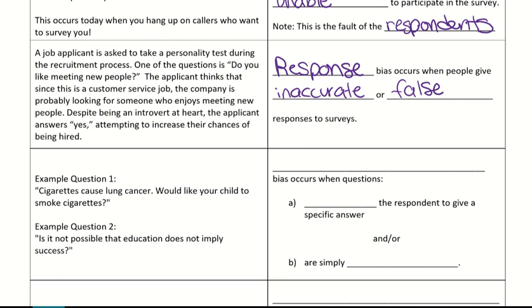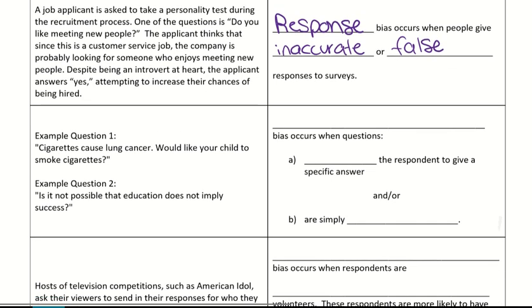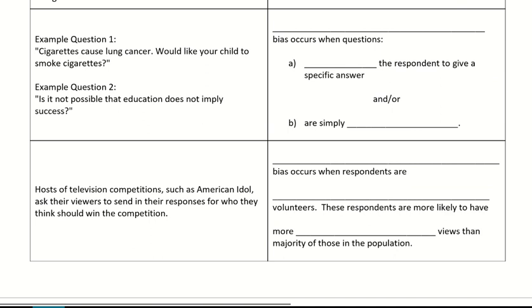All right, the fourth type of bias occurs when we look at different types of questions. So, example question 1: cigarettes cause lung cancer. Would you like your child to smoke cigarettes? Or example question 2: is it not possible that education does not imply success? These questions both have problems. They're different problems, but we can agree that question wording is an issue.